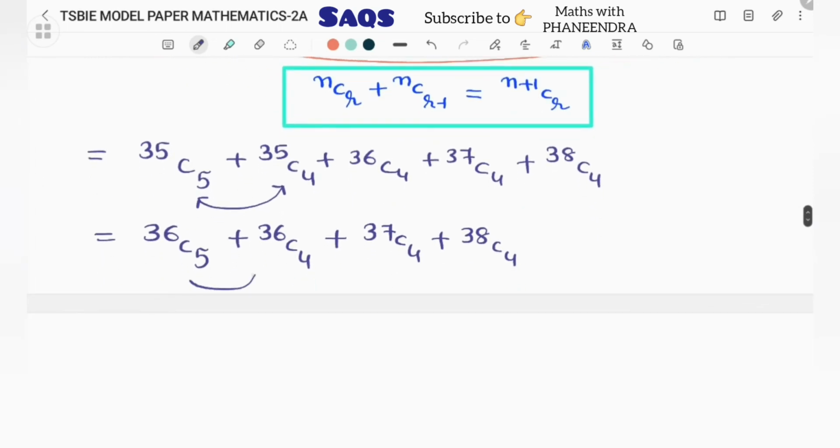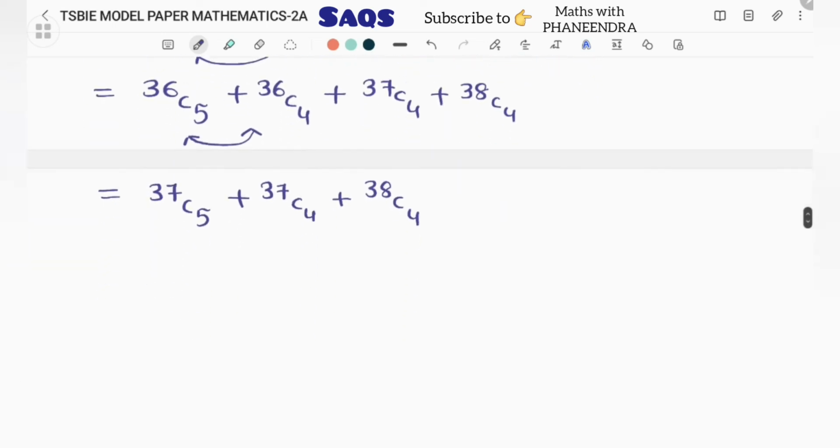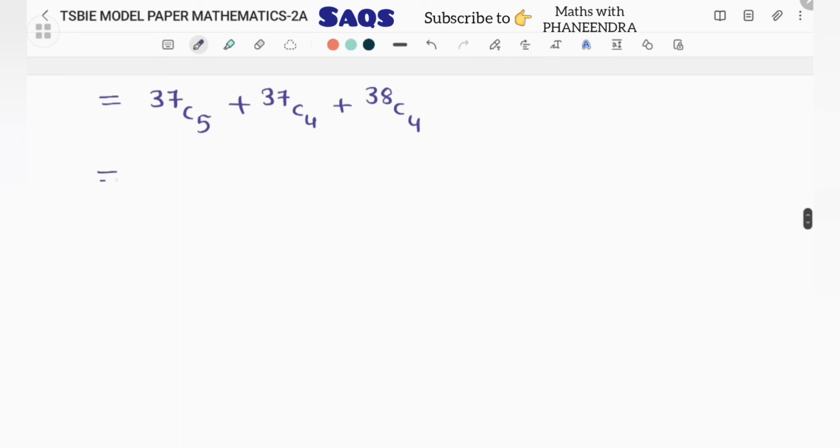Again by using these two, the same formula, that is equal to 37 C5 plus 37 C4 plus 38 C4, which is equal to, again by using this, 38 C5 plus 38 C4. Again by using the same formula, nCr plus nCr minus 1 equal to n plus 1 Cr.